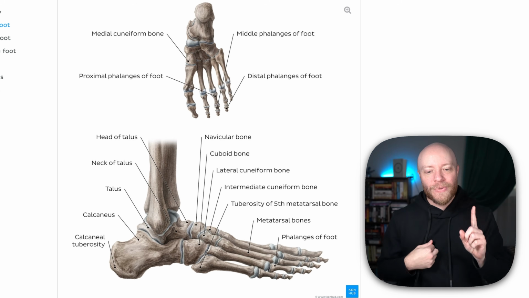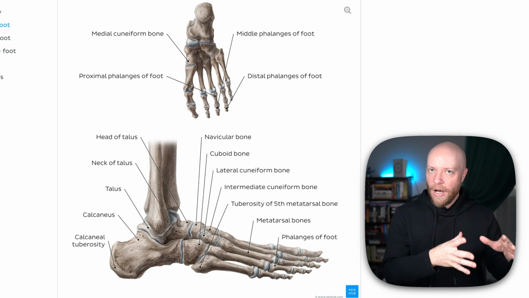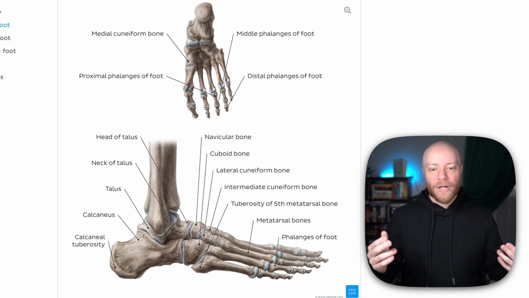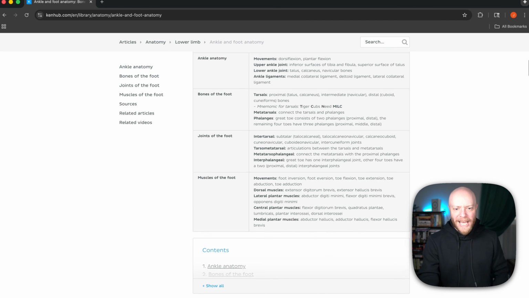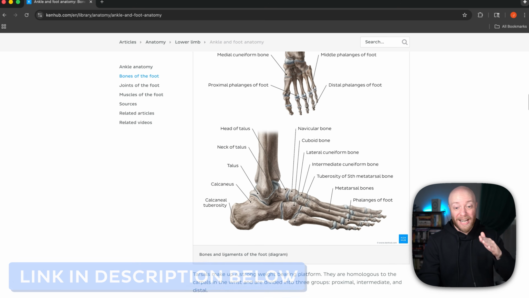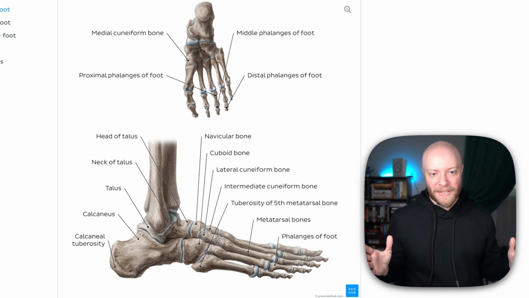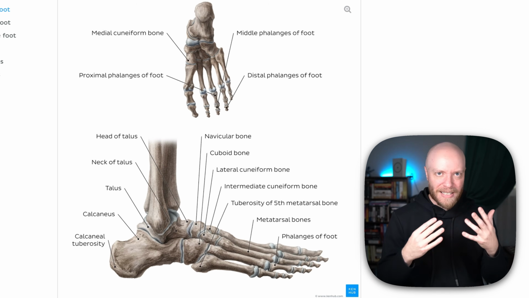And so our goal today is to just go over briefly the bones of your foot. And to do that, we're going to be using a 100% free Kenhub article. We've gone ahead and left a link down in the description below, so be sure to check that out. In fact, you could follow along. It's going to make this a whole lot better of an experience if you get to see this and pause it and look at it yourself.